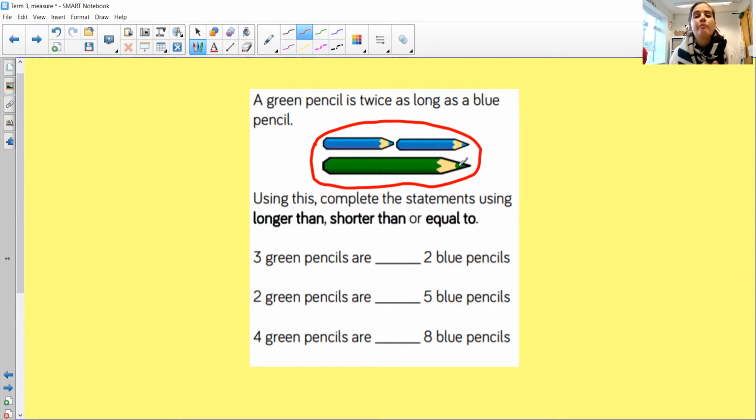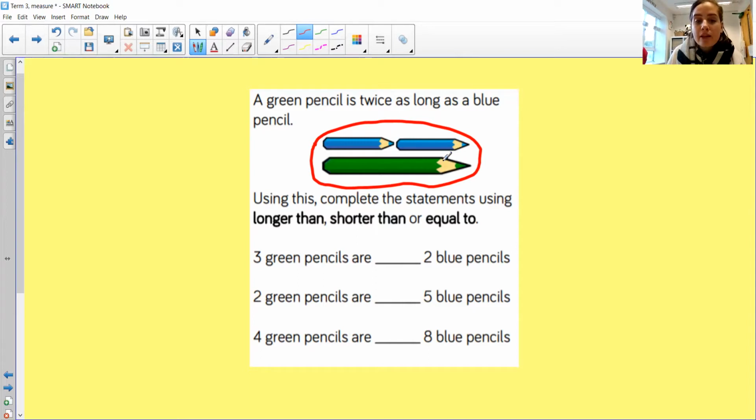So I'm going to read it out to you. A green pencil is twice as long as a blue pencil. So there's 2 blue pencils for every green pencil. 2 of these ones go along this side, this one. Using this, complete the statements using longer than, shorter than, or equal to. So our language, like we were comparing on the previous slide. So you've got to fill in the gaps.